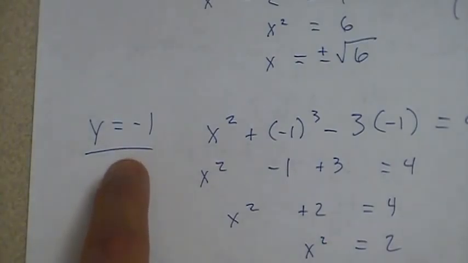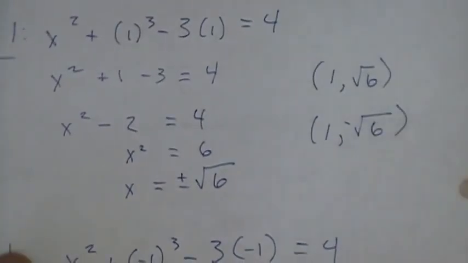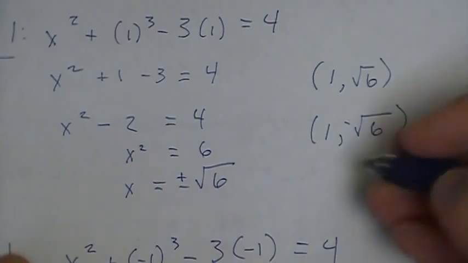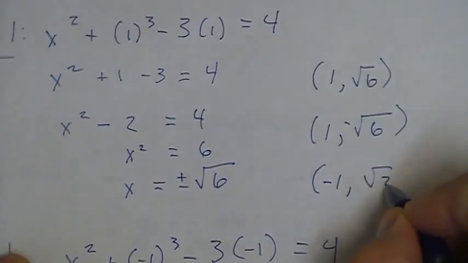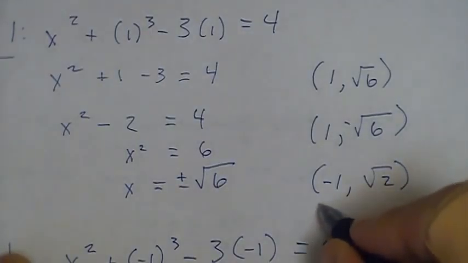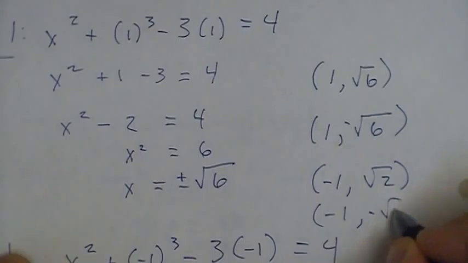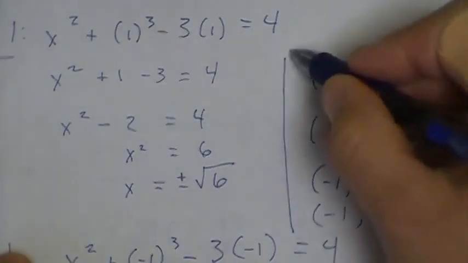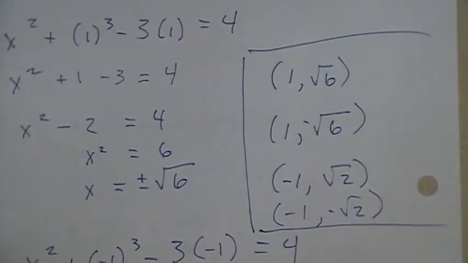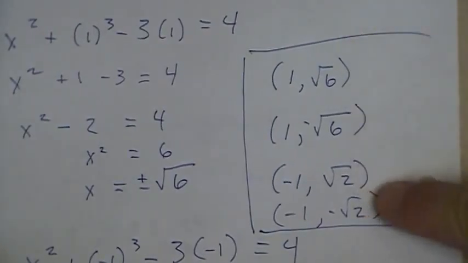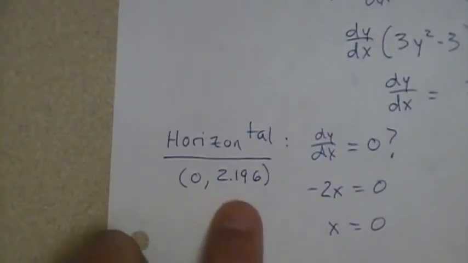So in the end, we have 4 places where we have vertical tangents. The 2 we listed in the last video, and then the 2 that we just found here, -1 square root of 2 and -1 negative square root of 2. So on the graph of this relation, we should have 4 vertical tangents at these 4 locations, and we should have 1 horizontal tangent, at this location.